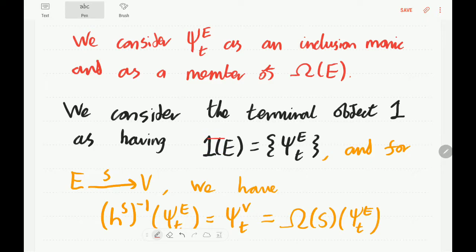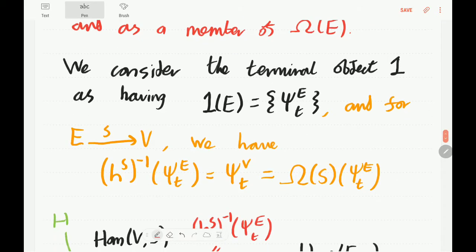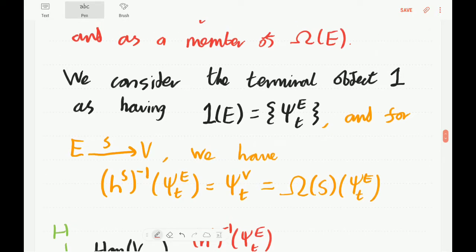the terminal object from the psi e comma t thing, and that this is just part of omega, and we're thinking of t then as the inclusion monic. Now this works because if we apply the S action on omega to psi e t, then we get psi v t.